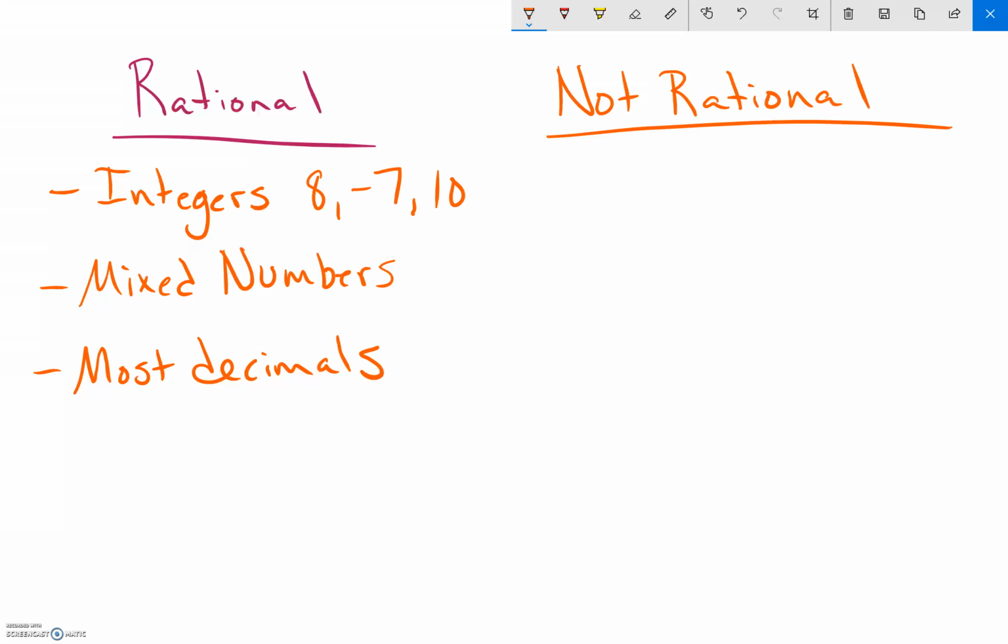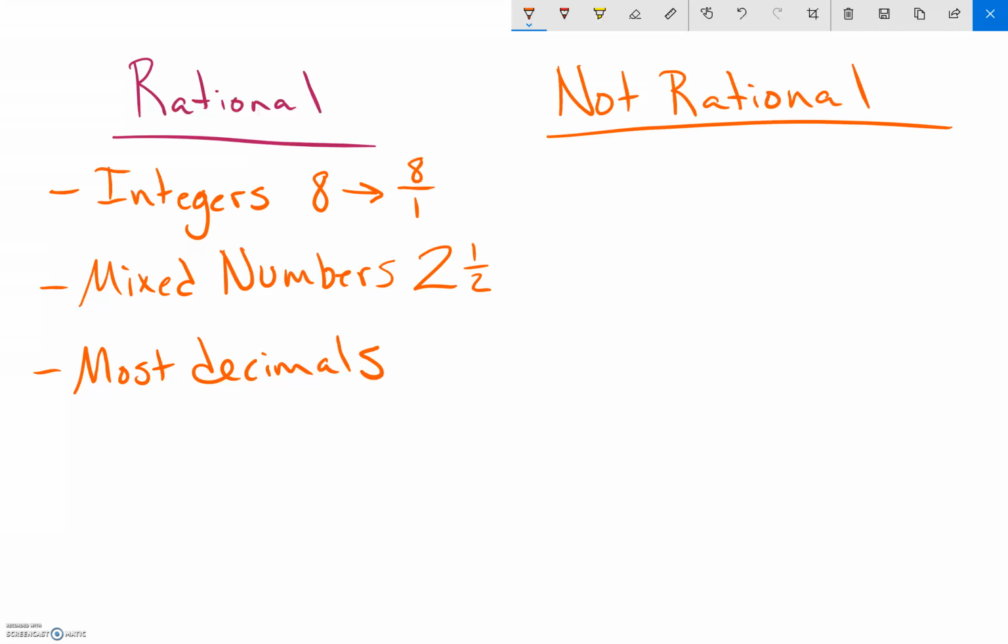0 you could write as a fraction. Just 0 over 1, it equals 0. So any of those integers you could write as a fraction. If we wanted to write 8 as a fraction, all we do is put it over 1. So that would be our proof that it's a rational number. Mixed numbers, like maybe 2.5. Those already are in fraction form.